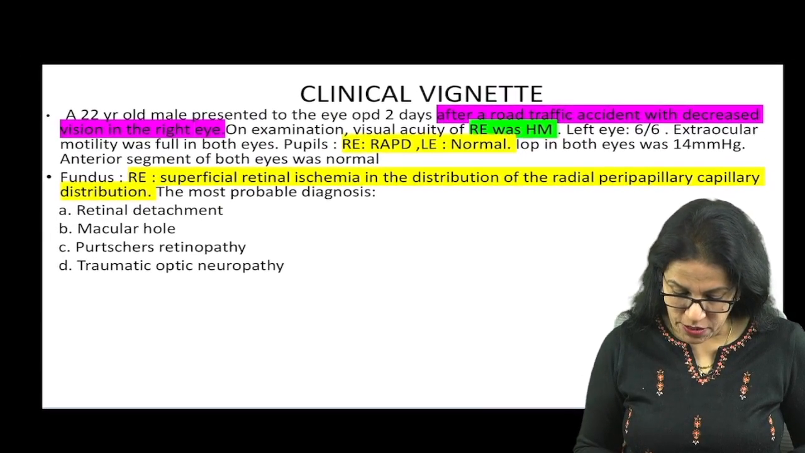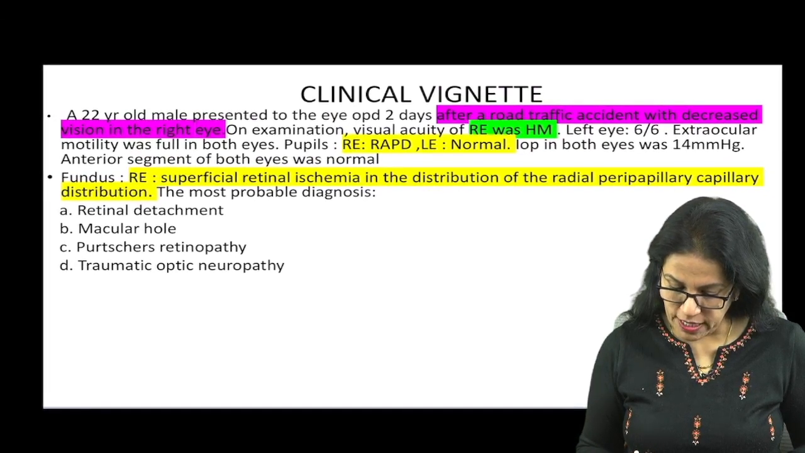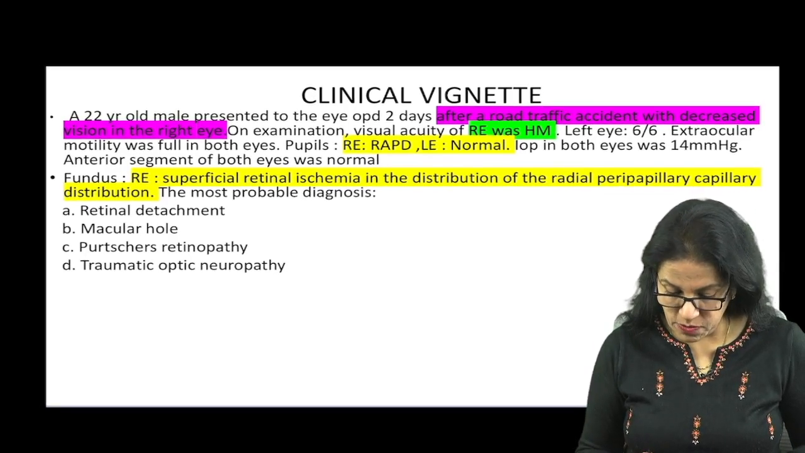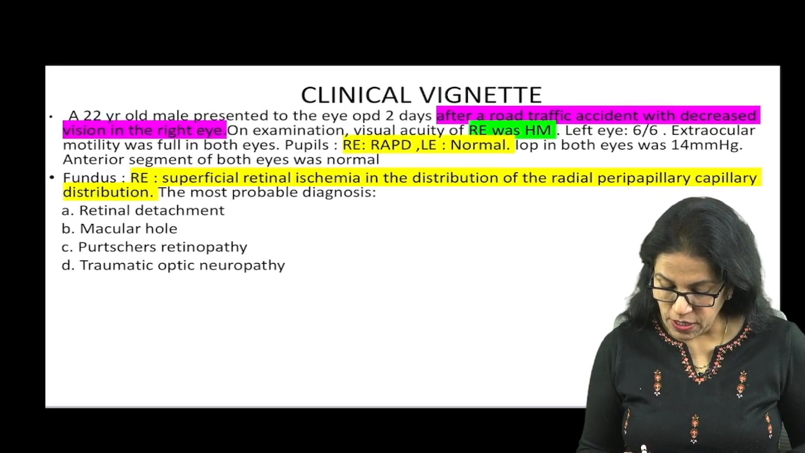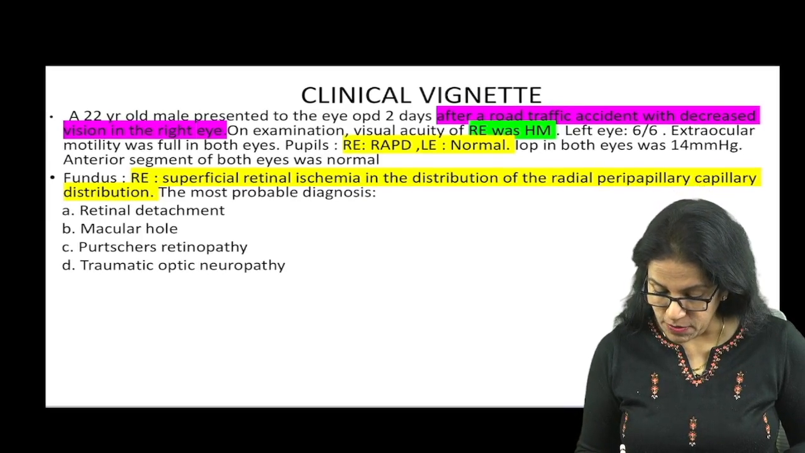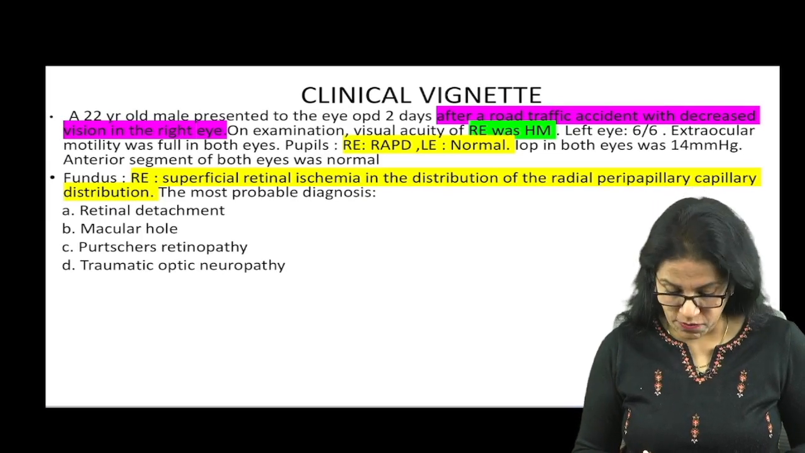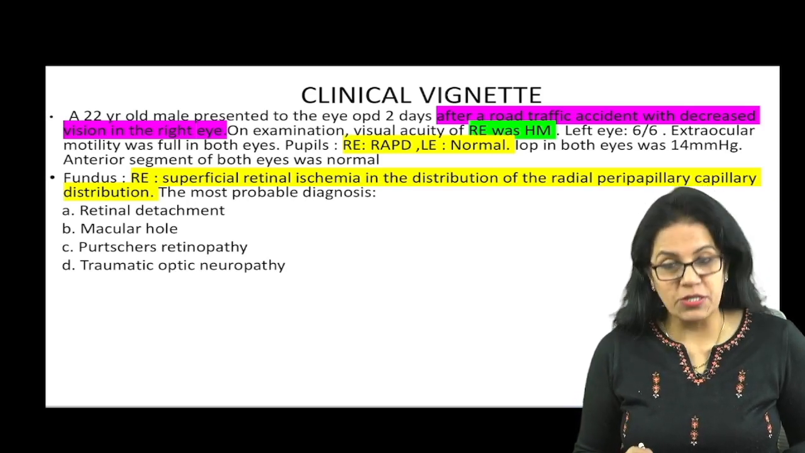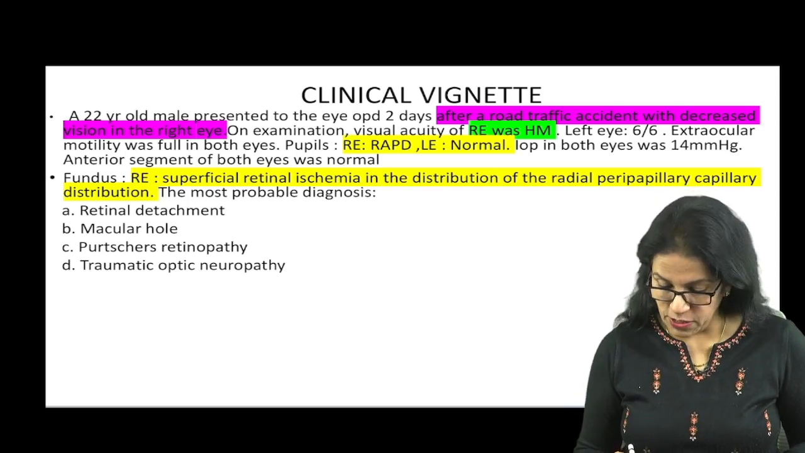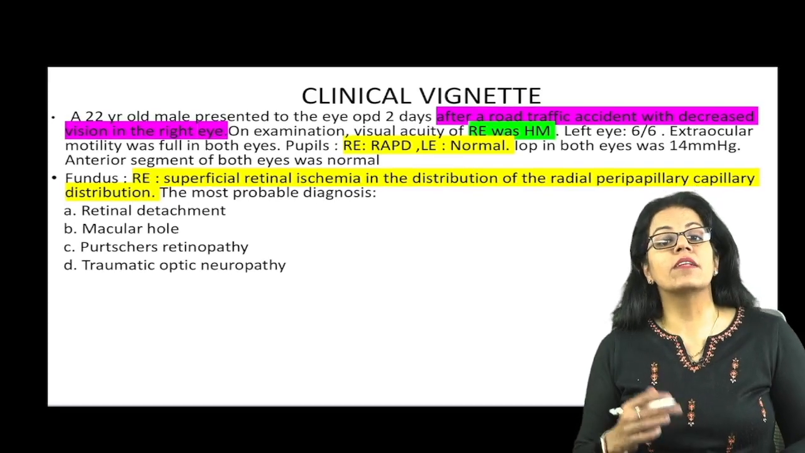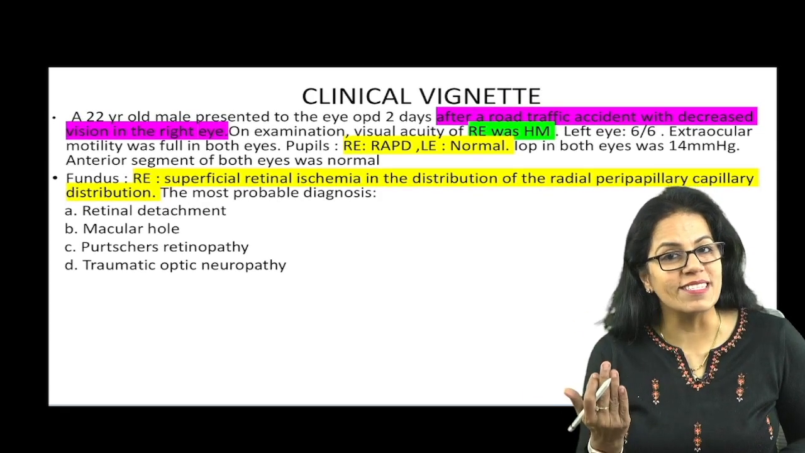A 22-year-old male presented to the OPD 2 days after a road traffic accident with decreased vision in the right eye. Okay, so after a road traffic accident, decreased vision, how much decrease? On examination, the visual acuity of the right eye was hand movement. That much decrease. Keep in mind, the left eye is normal, 6 by 6. Extraocular motility is full. That means all the eye movements are normal, ductions and versions. Pupil, right eye showing RAPD, left eye is normal. Intraocular pressure in both eyes 14. That means IOP is normal. Anterior segment, on slit lamp examination, is normal.